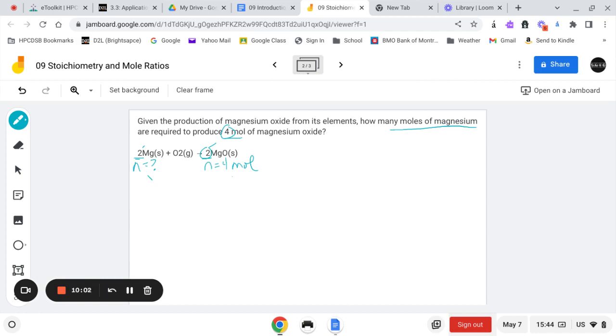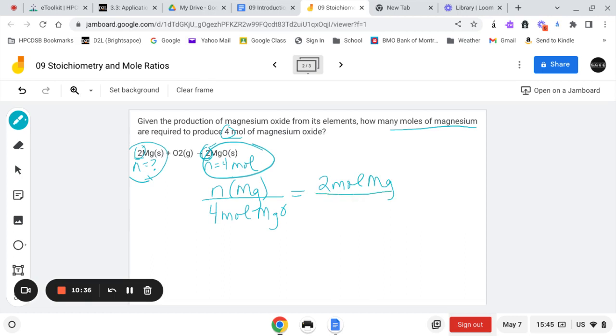You can probably do it in your head, but I'm going to set it up for you using the ratio that I showed you on the previous screen. So my unknown is magnesium. So I want to figure out how many moles of magnesium if I am using 4 moles, this is my known, of magnesium oxide. And then I equate that to the coefficients for each of those. So I will have 2 moles of magnesium, because that's my unknown.